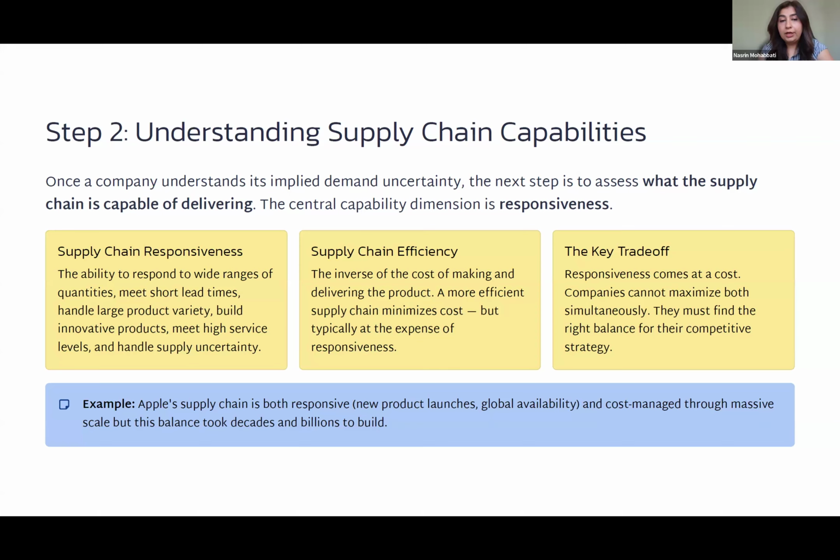For example, Apple's supply chain is responsive in terms of offering new technology, new launches, and global availability. They are actually using airplanes, usually FedEx airplanes, to deliver the new product to the entire market in the world so fast. They are also managing their costs, trying to lower the cost through a very effective inventory management system. So they are trying to manage their costs, but also offer some sort of responsiveness to their customers.